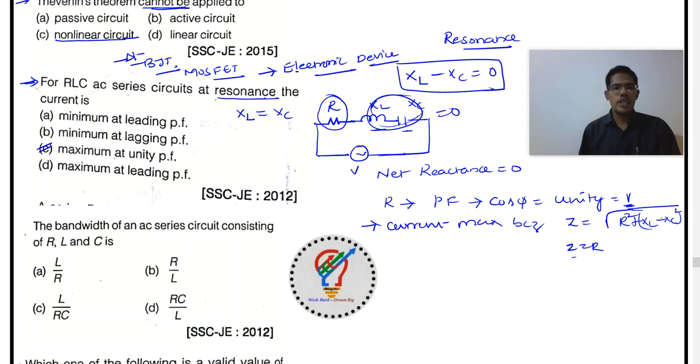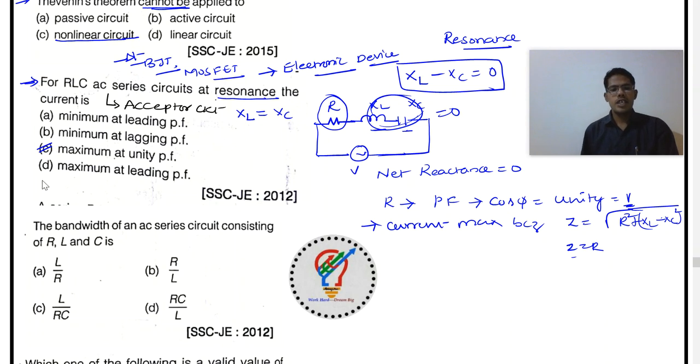There is one more point about this series resonance circuit. From the examination point of view, it is important: the series resonance circuit is also known as an acceptor circuit. Series resonance circuit, other name is acceptor circuit here.